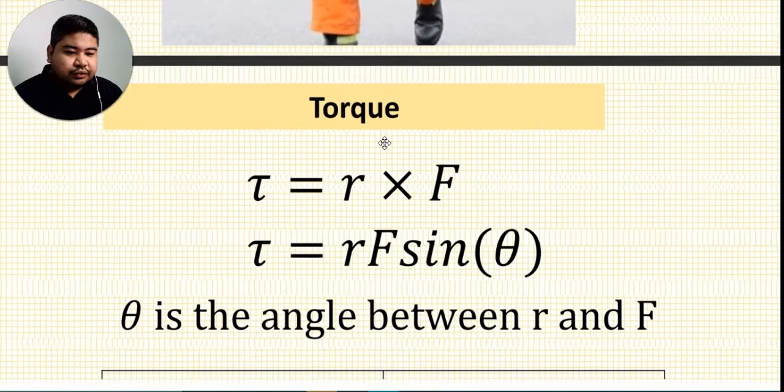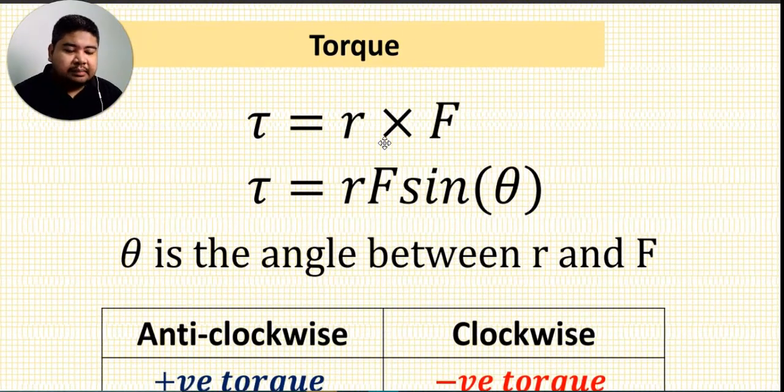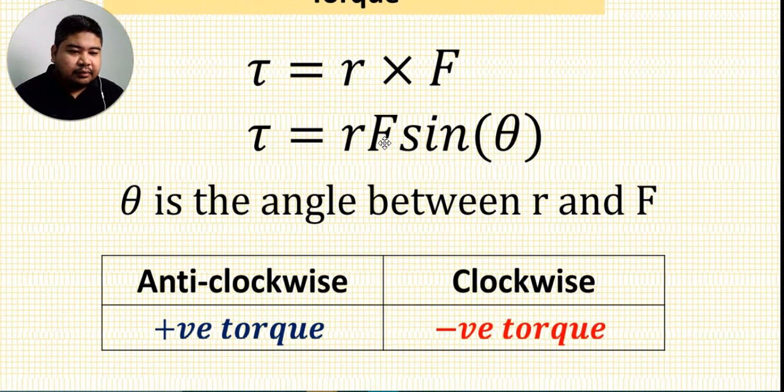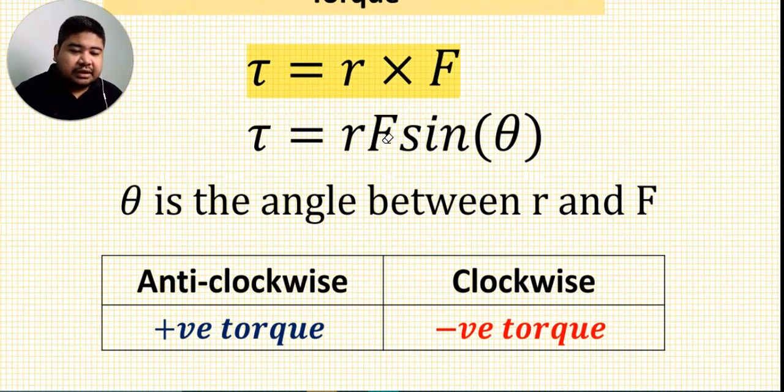Okay, now continue to torque. I believe that I've explained the idea of torque in the previous lecture, but for this one, what I'm going to emphasize is the direction of the torque. The equation of torque is torque equals R cross F, which can also be written as R, the distance from the turning axis, multiplied by the force and then sine theta. Theta is the angle between the distance R and the force that we apply to the body.